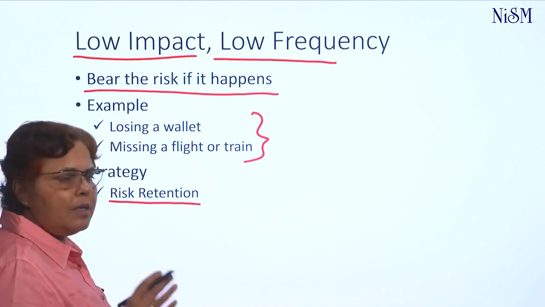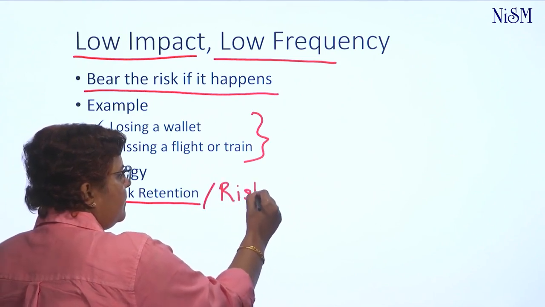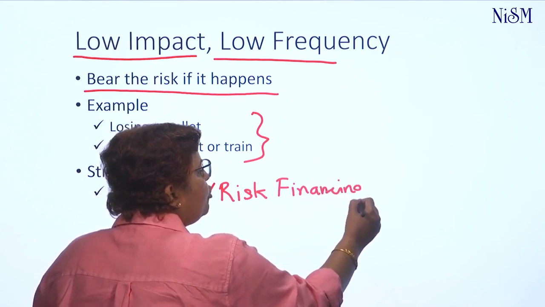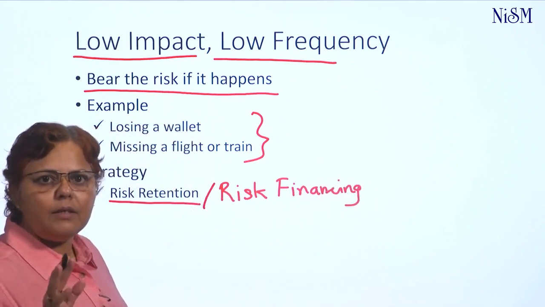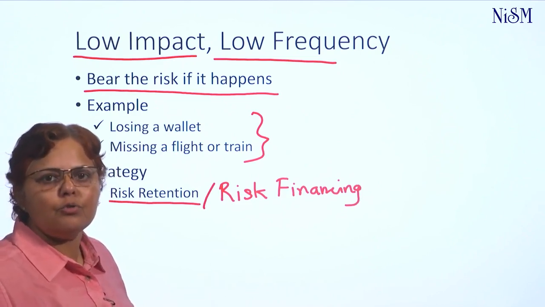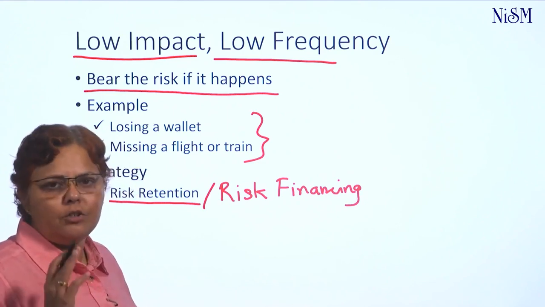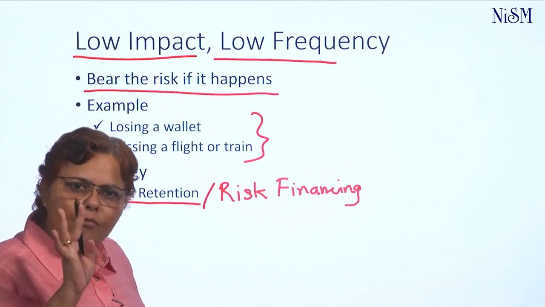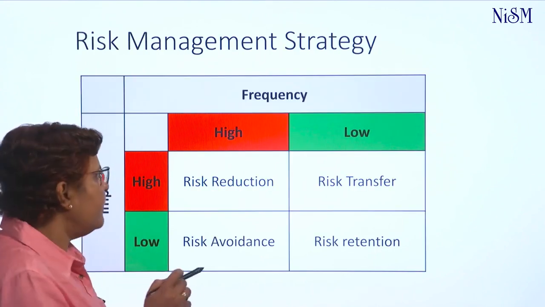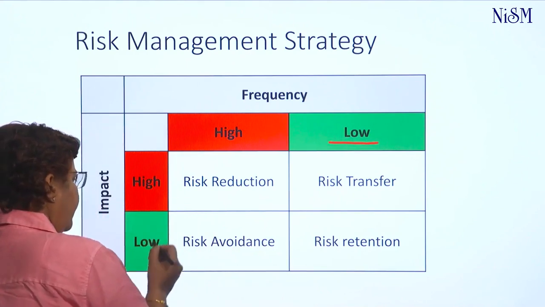I bear the loss. Risk retention is also called risk financing. Who is financing? You yourself. The risk is so low impact and low frequency that you don't mind taking the burden of that. So, you only finance that risk. You take the burden. That is called risk retention. So, we have seen 4 classifications of risks depending on the frequency: high frequency, low frequency, high impact, low impact.